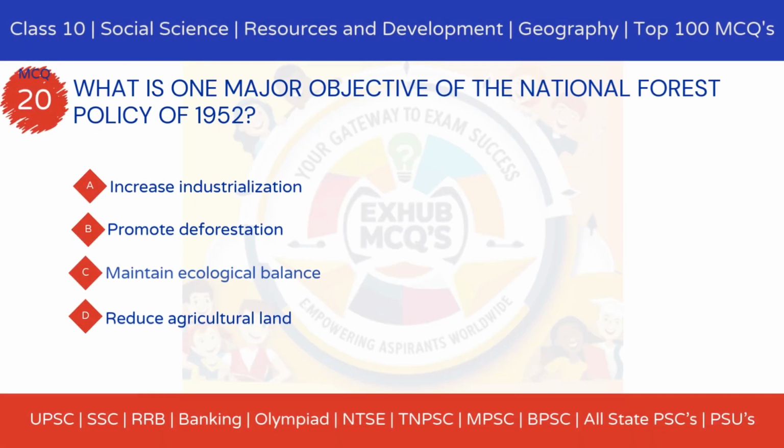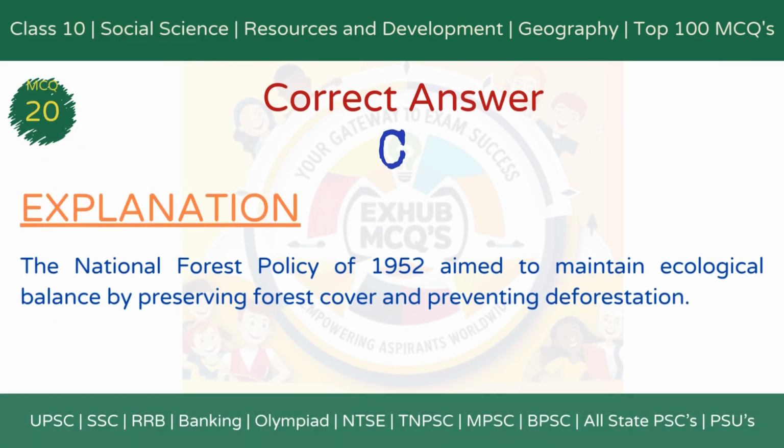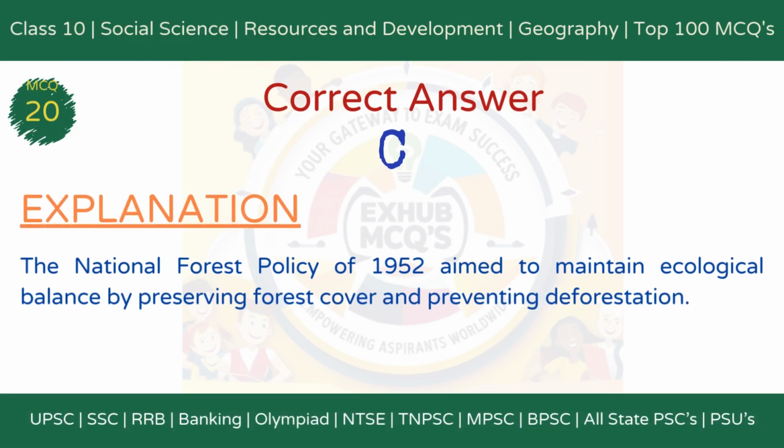MCQ 20. What is one major objective of the National Forest Policy of 1952? Option A, increase industrialization. Option B, promote deforestation. Option C, maintain ecological balance. Option D, reduce agricultural land. The correct answer is option C, maintain ecological balance. Explanation. The National Forest Policy of 1952 aimed to maintain ecological balance by preserving forest cover and preventing deforestation.